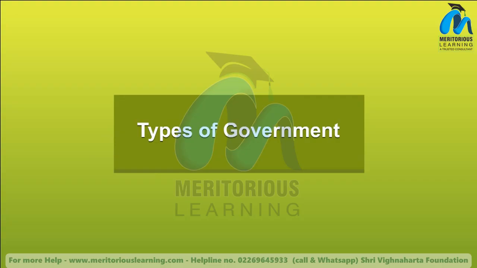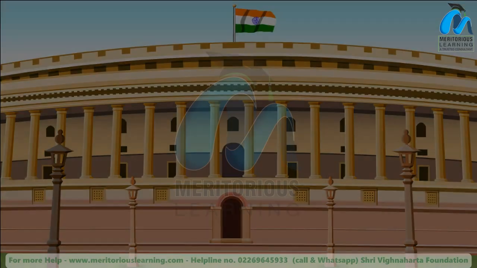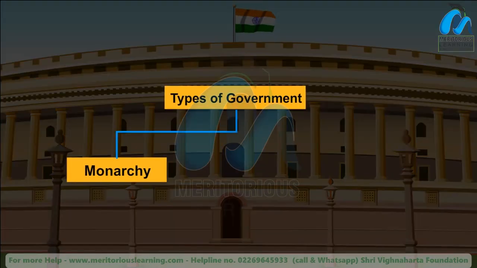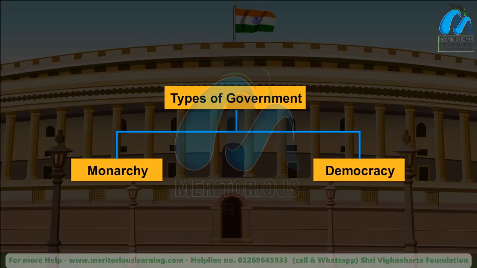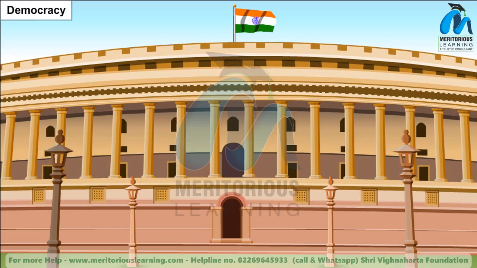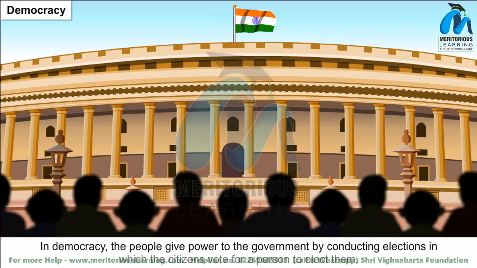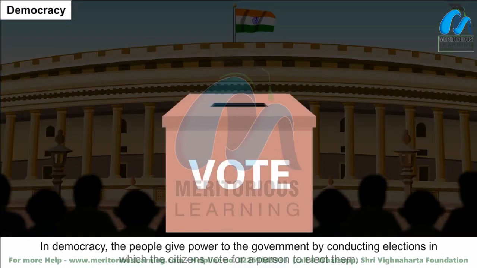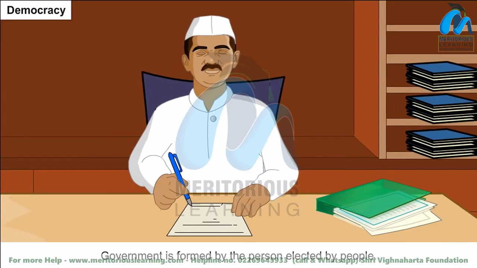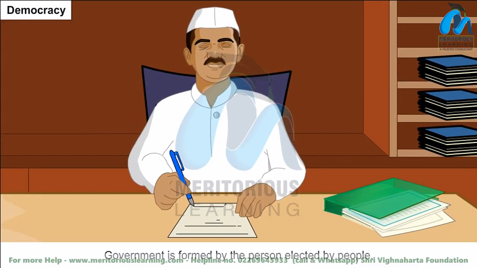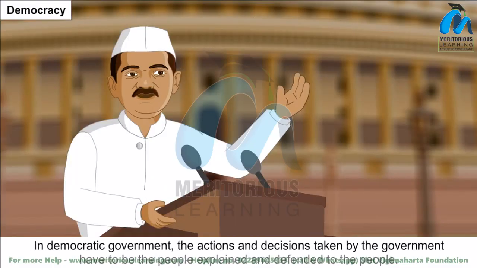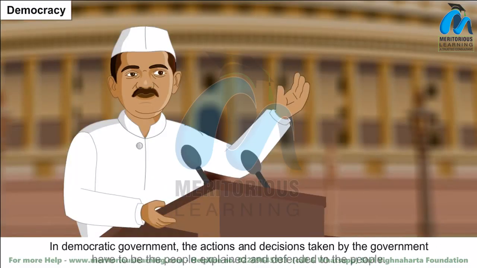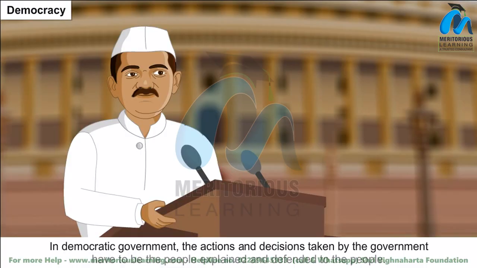Types of government. The government is of two types: monarchy and democracy. Democracy. In a democracy, the people give power to the government by conducting elections in which the citizens vote for a person to elect them. Government is formed by the person elected by the people. In a democratic government, the actions and decisions taken by the government have to be explained and defended to the people.